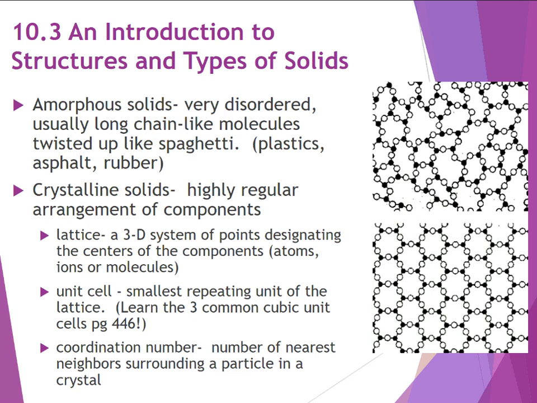Crystalline solids are highly regular arrangements, important word, of components, and they exist in a 3D lattice, which is a repeating pattern of system points designated by the centers of the components. It could be atoms at each of the points, it could be molecules, it could be ions. All the solids exhibit their own 3D crystalline shape at the fundamental unit. The unit cell is the smallest repeating unit of a lattice. You don't need to learn anything regarding that. It's interesting, but it's not part of the AP exam.